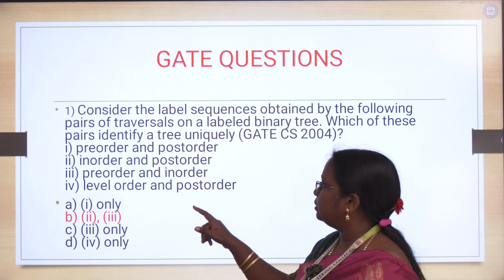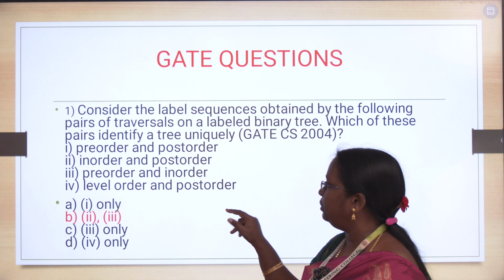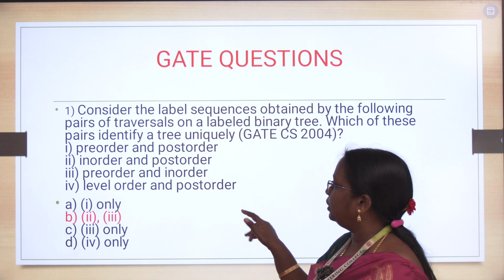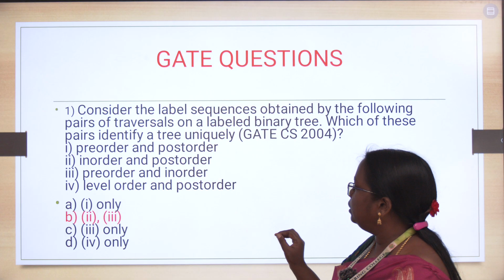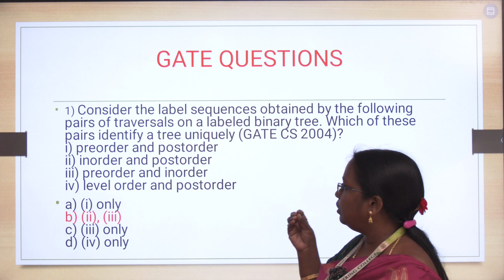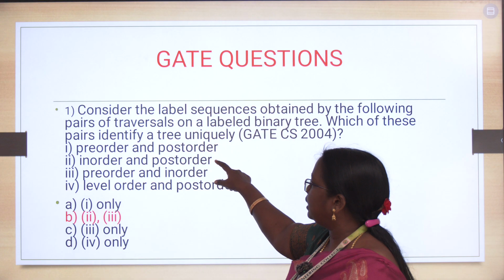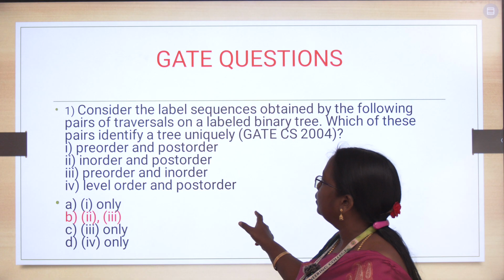Three options are given: only A1, or B2, B3. Any order we can have. In-order, post-order and pre-order must be there. If level order is not there, no issues. So the answer is B, with the values 2 and 3.